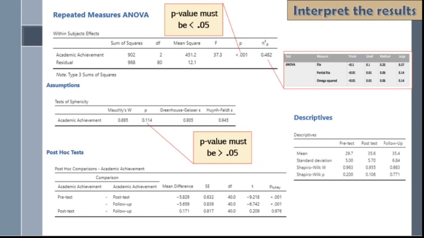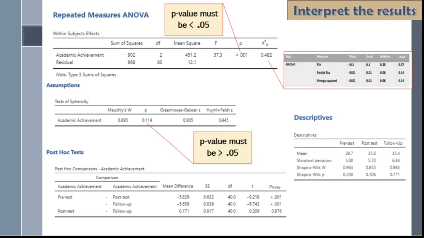The rule of thumb is this: if the Greenhouse-Geisser value in the test of sphericity table is greater than 0.75, then you should use the value of the Huynh-Feldt correction. But if the Greenhouse-Geisser value is less than 0.75, then you should use the value of the Greenhouse-Geisser correction. Let's now proceed to post-hoc analysis.